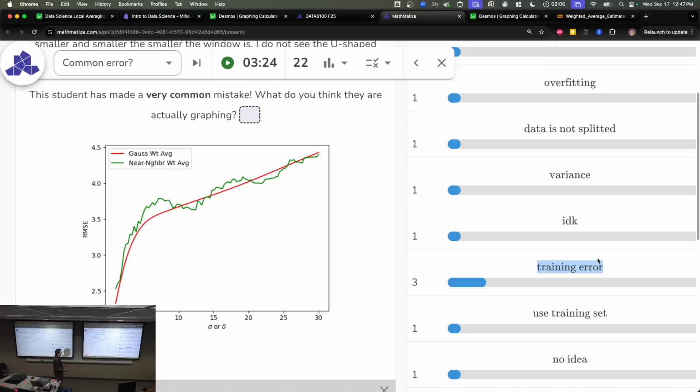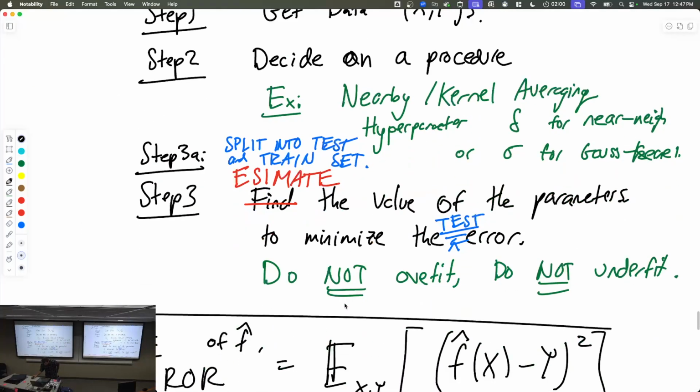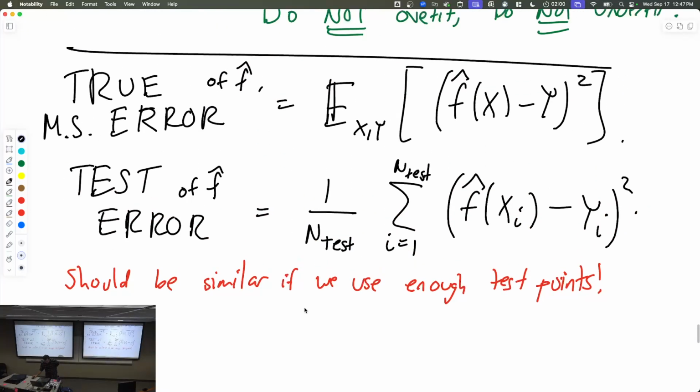What is the training error? I have not even said what it is yet. Let's write that one on the board. And just so you know, not to mix it up. So far, there is the true error, which is what we actually want to minimize. There is the test error, which we are hoping is a good proxy for the true error. But there's also something called the training error. The training error of f hat. And it's the same exact formula as this, except instead of being over the test points, it is over the training points.